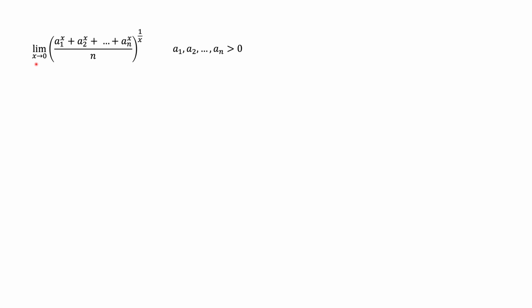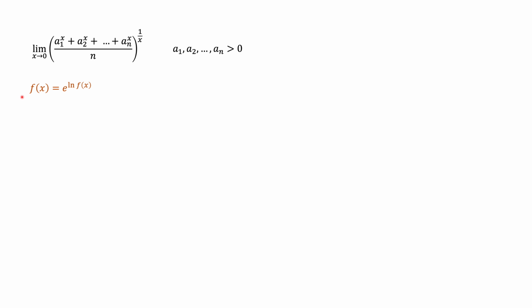Today we're calculating this interesting limit. So we have (a1 to the power of x plus a2 to the power of x plus ... plus an to the power of x), all divided by n, and then taken to the power of 1 over x. And we're interested in the limit when x goes to 0. Those a1, a2, ..., an are n positive numbers.